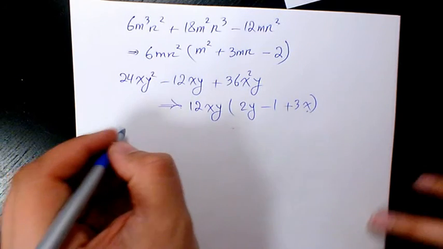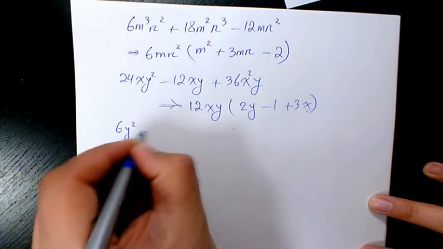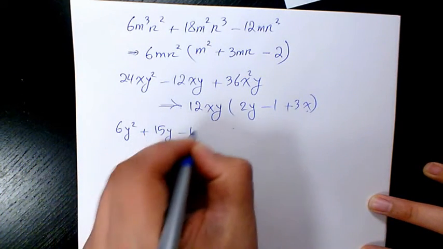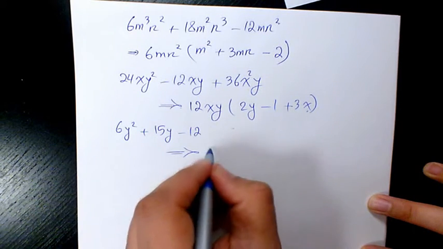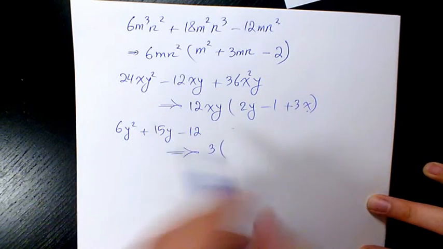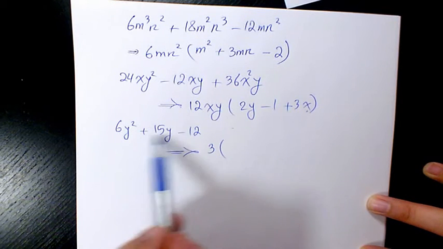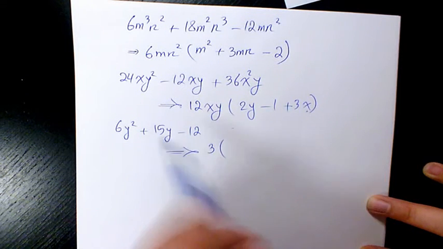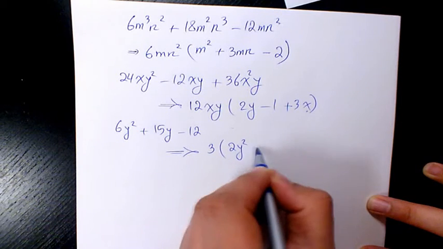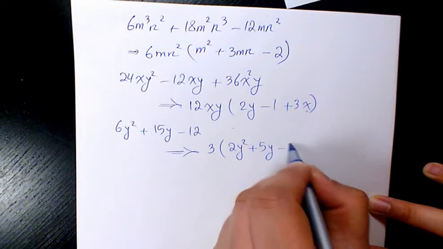Next one is 6y squared plus 15y minus 12. You can factor 3 in here because 3 is the GCF for all of them. You cannot factor y because here we have y squared and nothing here. So it's going to be 2y squared plus 5y minus 4.